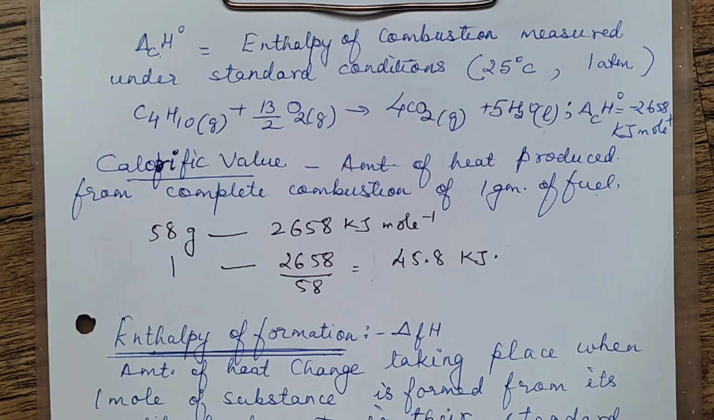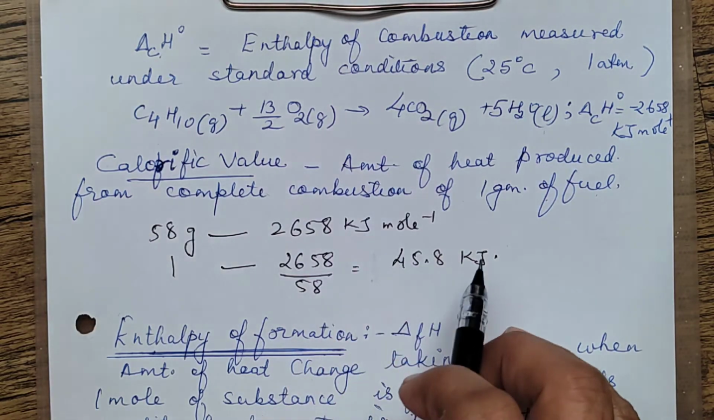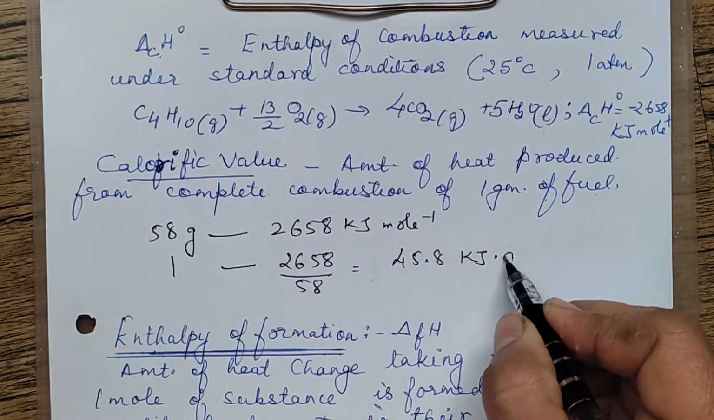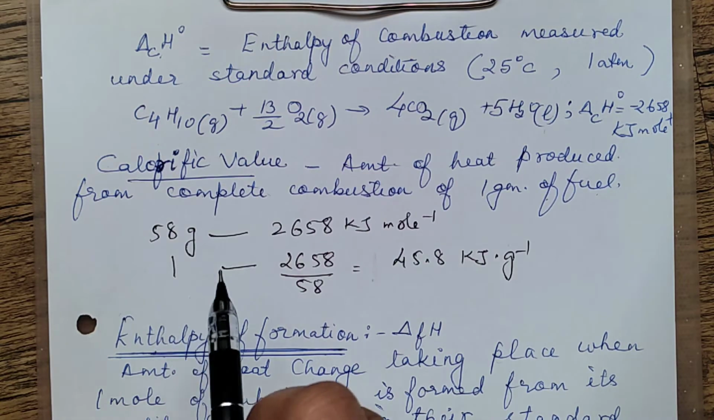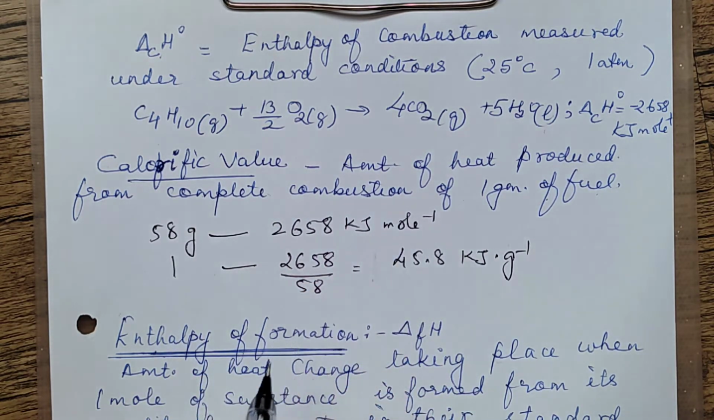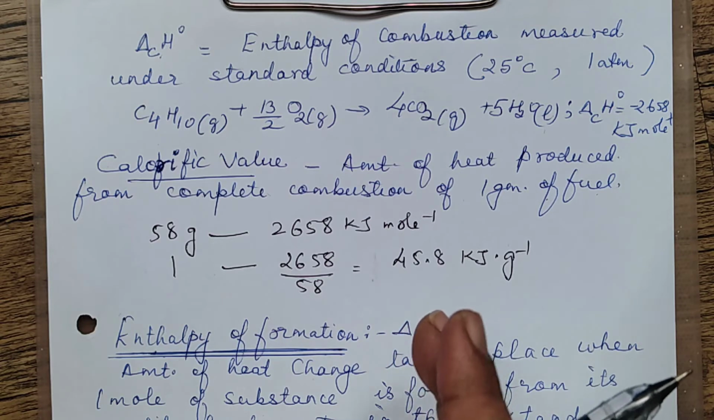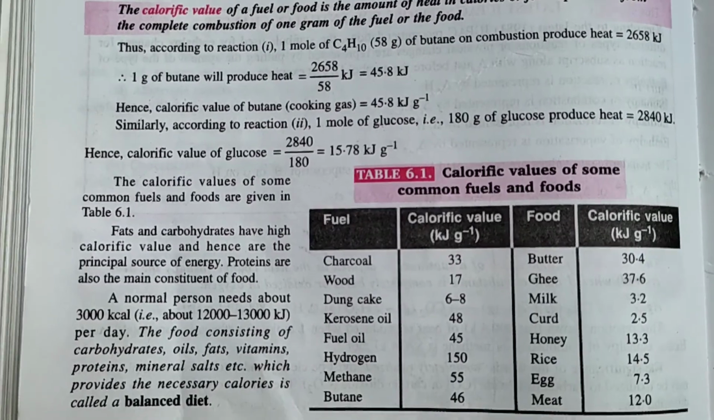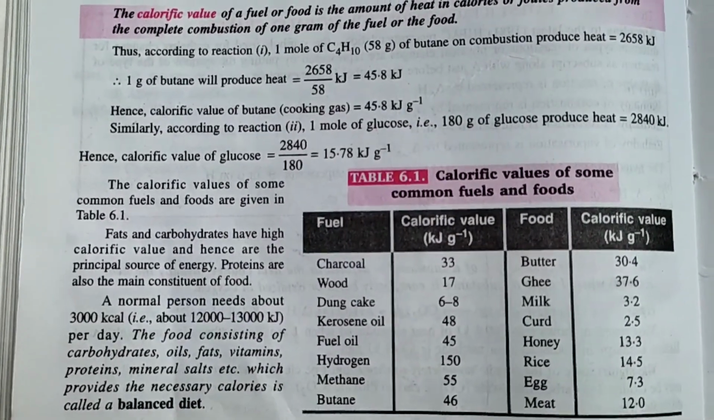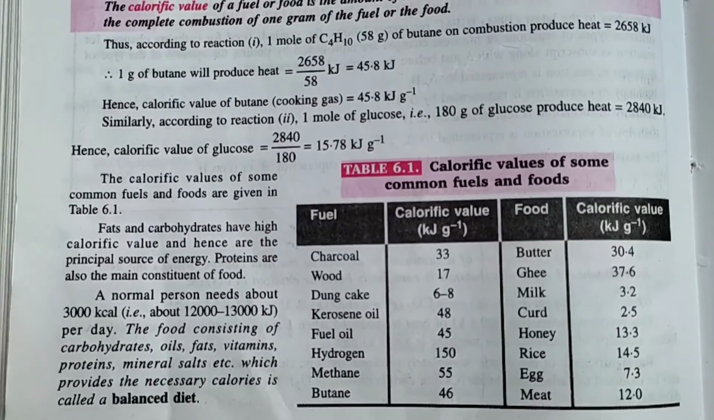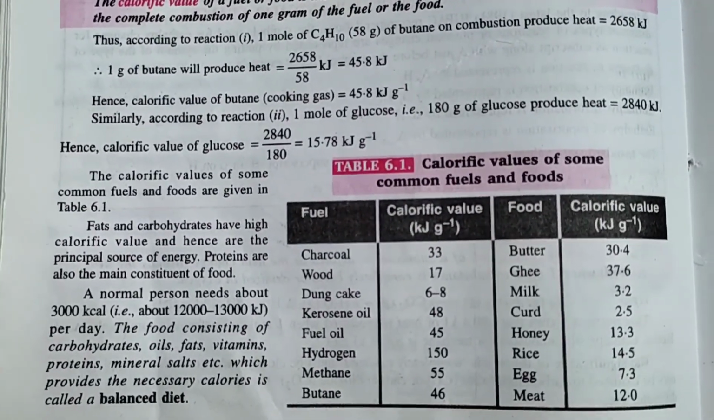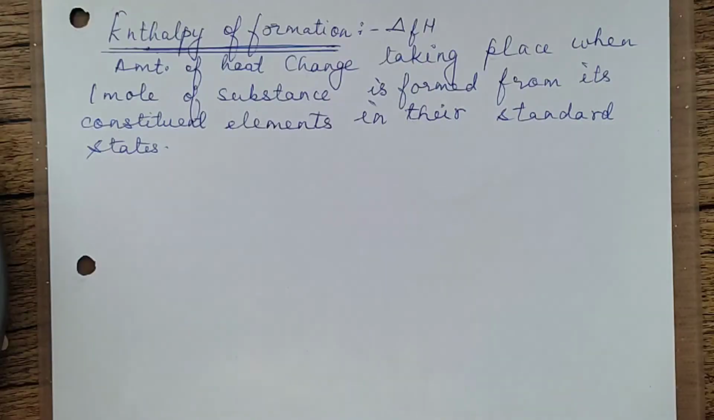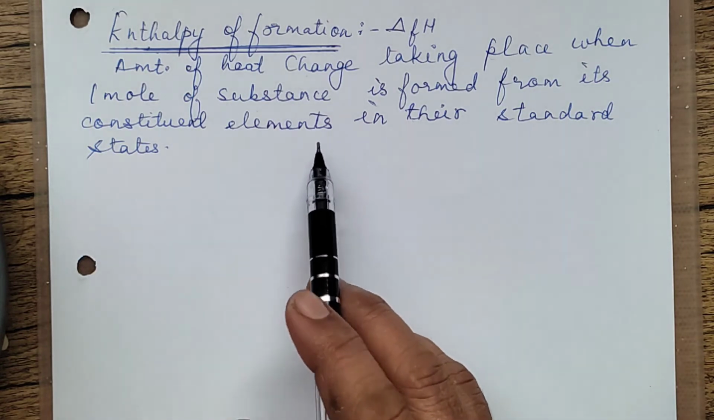Calorific value is always per gram. This much kilojoules per gram. The unit can be according to what is given. So this much kilojoule per gram it will be. Calorific value. And the more the calorific value, the more is the amount of heat produced by that particular substance. Clear? For example, you can see in this tabular column they have given the calorific values of different substances. Whichever substance is giving more heat per gram will be said to be a better fuel.